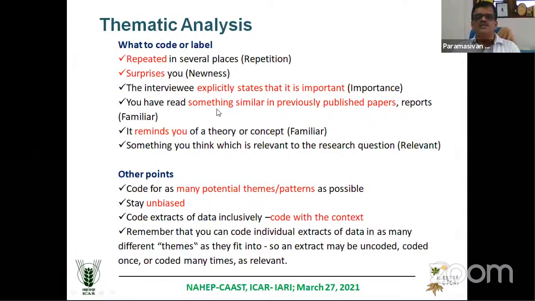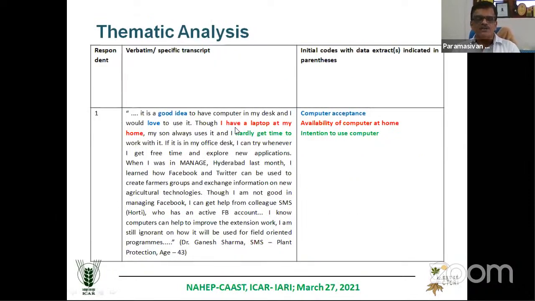Then, if you have read something similar in previous papers, like when you are reading the theory, when you are going for your literature review, you got some of the constructs, but from the data which you have generated from telephone interviews, similar kinds of constructs are also coming, you have to underline them. So if it reminds you of a theory or concept, you have to underline it in the verbatim. I have given different colors. You have to underline this when you are doing it manually.